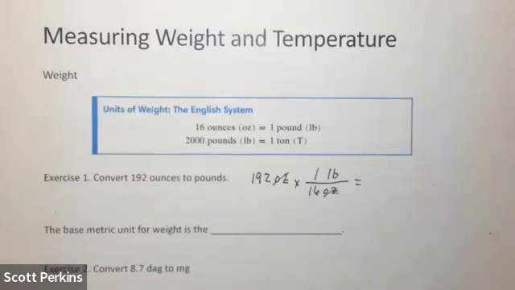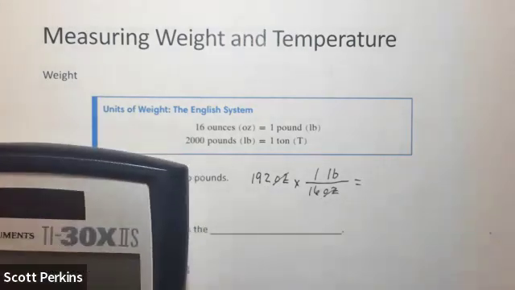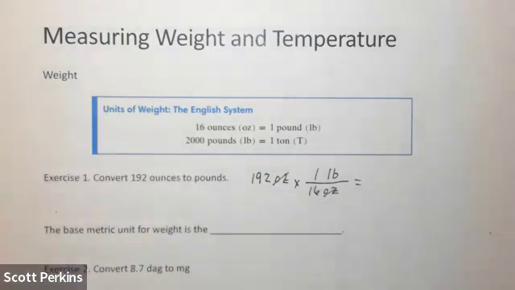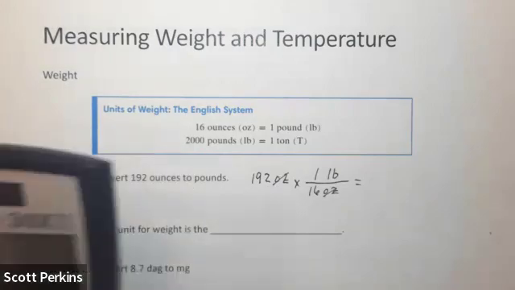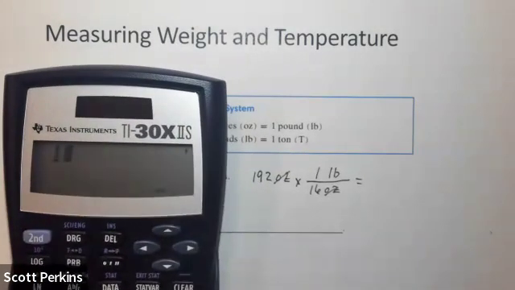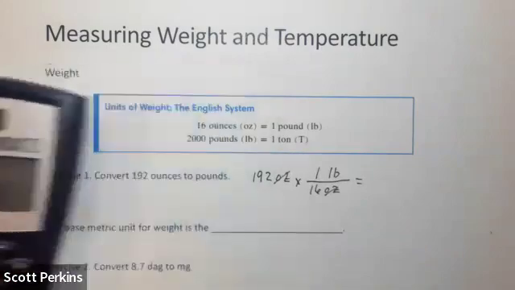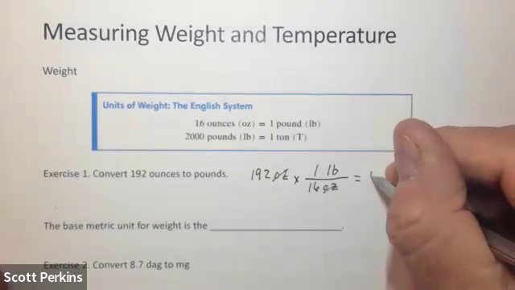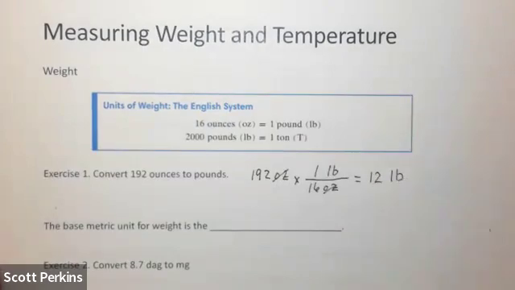I love dimensional analysis because I don't have to worry about whether I multiply or divide. This tells me I'm going to take the 192 and I'm going to divide by the 16 because it is in the denominator. I take out my good buddy, the calculator. I'm going to turn it on here, and what I get when I take 192 and I divide by 16, we get 12. Okay, so we have 12, and that is 12 pounds.